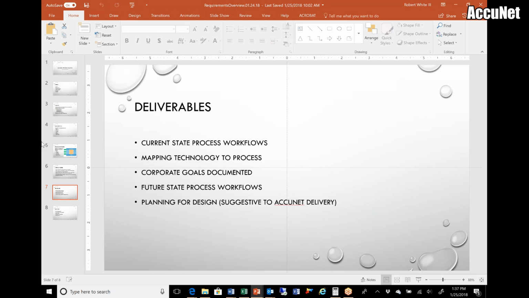And of course, we as AccuNet want to facilitate. We want to be that partner to do the design with them, being that we've helped identify what their goals are, what their current state to future state mappings are going to be. So we have an intricate knowledge of that information specific to that customer that we can help facilitate that.